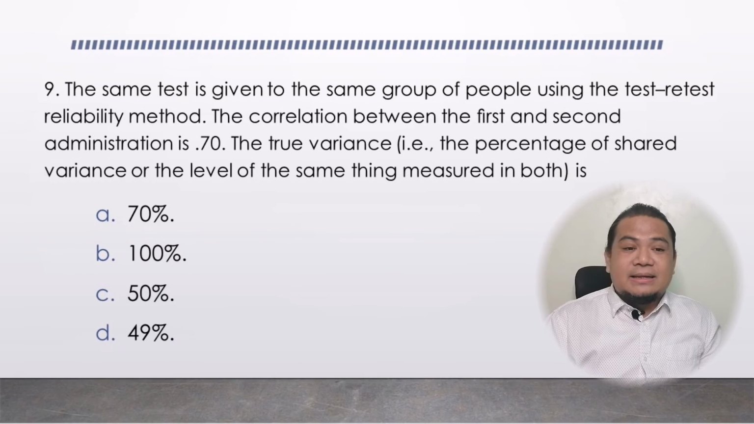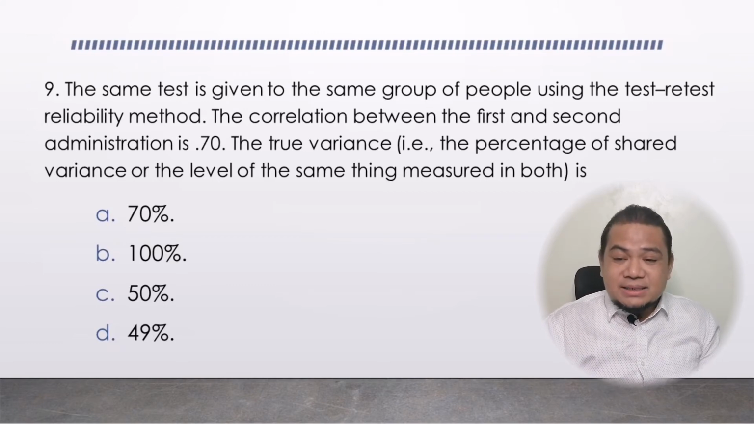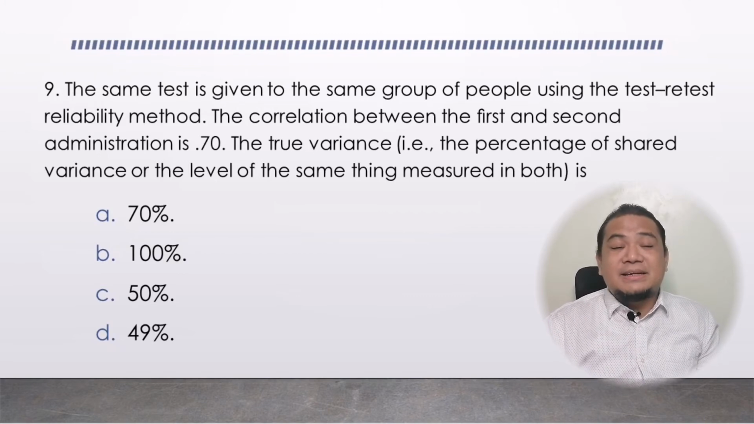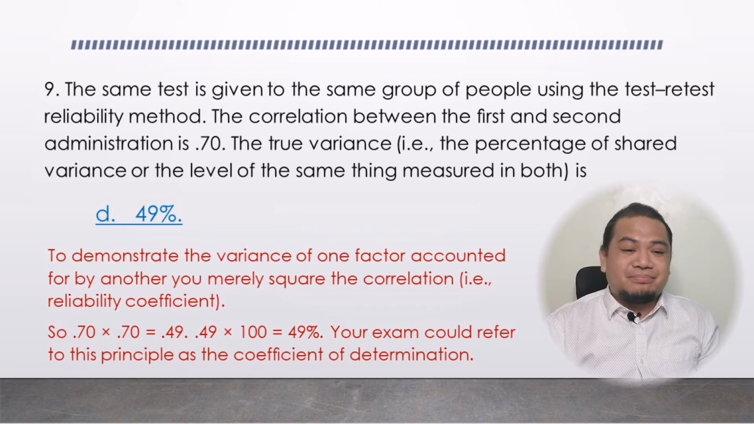Number 9, the same test is given to the same group of people using the test-retest reliability method. The correlation between the first and the second administration is 0.7. The true variance, like percentage of shared variance, or the level of the same thing measured in both is, the answer is letter D, 49%. So the key here is simplifying a question.